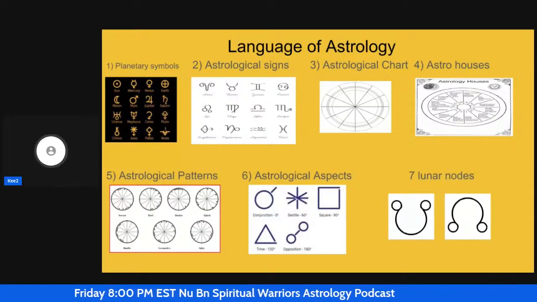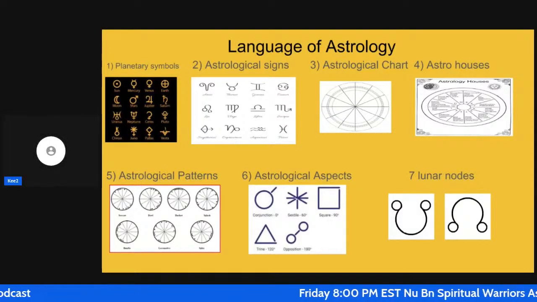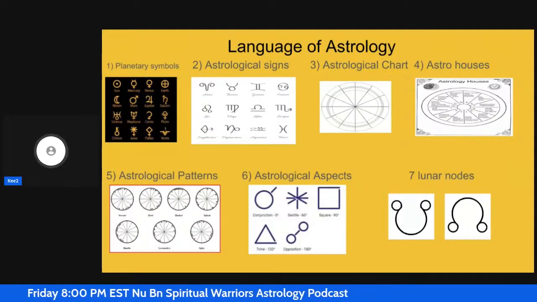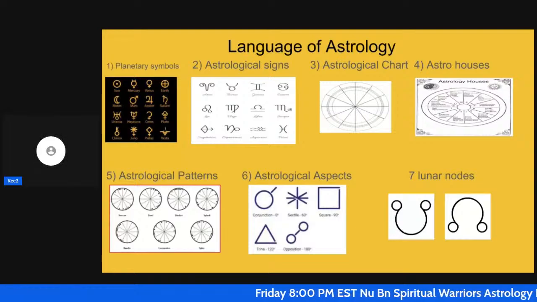Let's go to astrological signs. Now, these signs, symbols, represent a particular sign. So the first one that looks like a V with a ram's horn is for Aries.